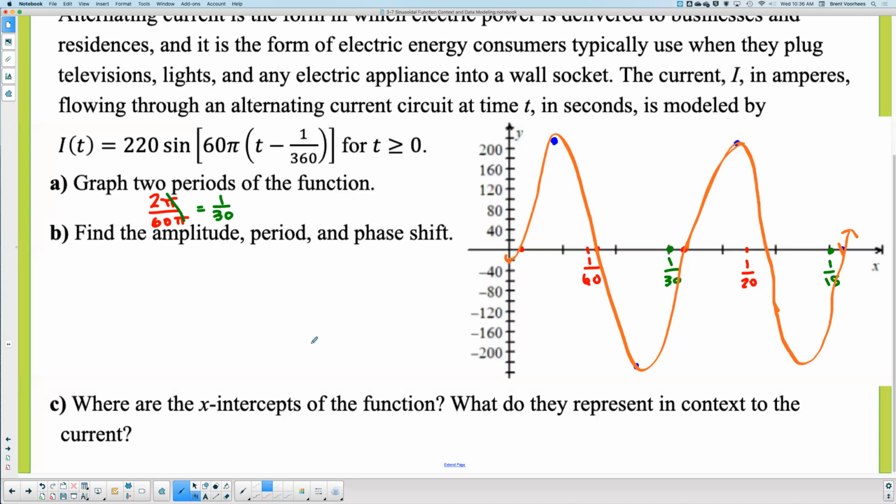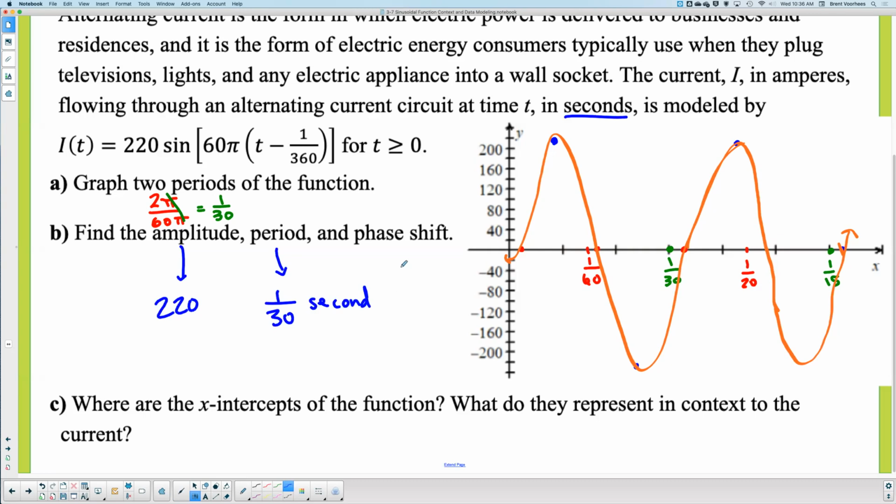It's not very pretty. All right, let's fill in the parts that are easier to solve for. What is our amplitude on this problem? That's ugly. Let's try this again. 220. We already found the period. What's our period? It's going to be 1/30, and this is talking in seconds. It's 1/30th of a second to have a full wave.